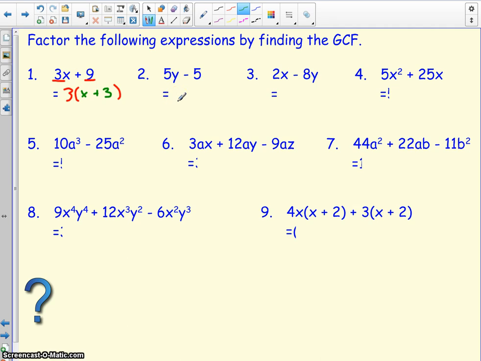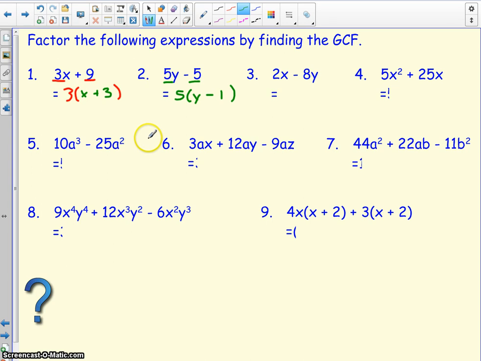Okay, let's try and take this approach to all the other ones here. So try and look for your greatest common factor for all of these examples here. And then again, you're going to see what's left over in the bracket. I'll do one more with you guys. So between 5y and 5, we have a greatest common factor of 5. Okay, what's left over? Well, 5 times y gives me 5y, and 5 times minus 1 gives me minus 5.